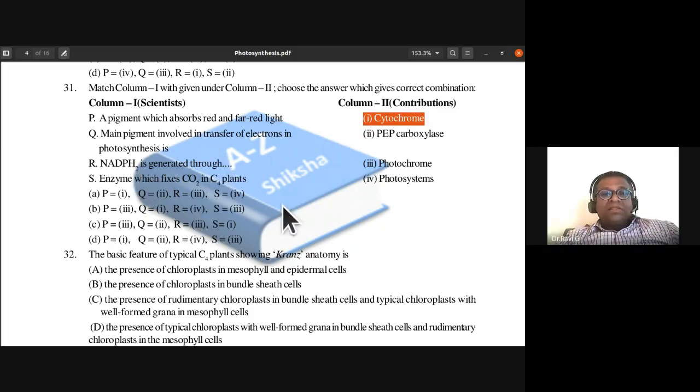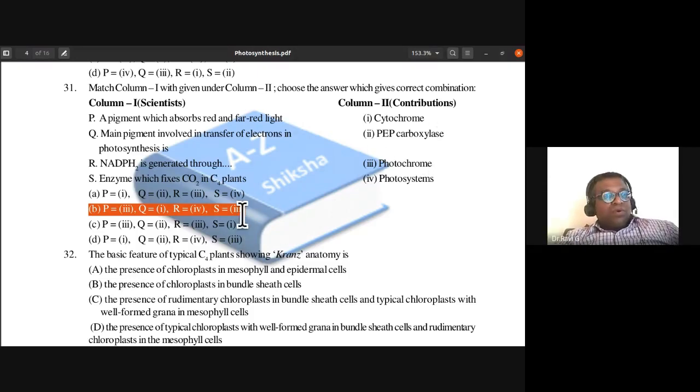NADPH2 is generated through photosystems. Enzyme which fixes carbon dioxide in C4 plants is PEP carboxylase. So B is the right answer. Only thing, you have to change it to 2. There is a typographical error, a typing error. It should be 2. So B is the right answer.